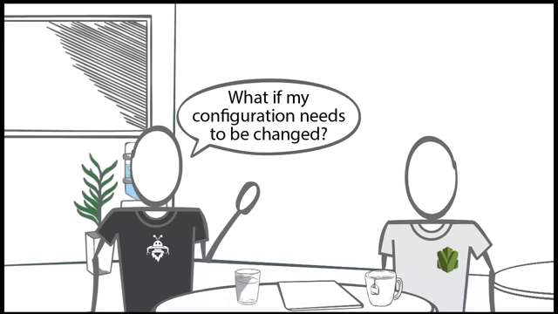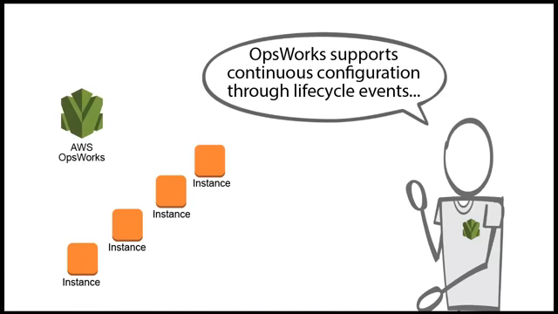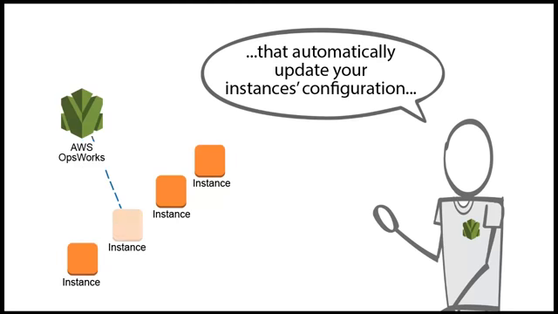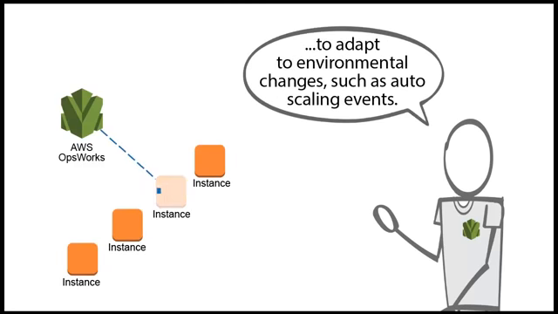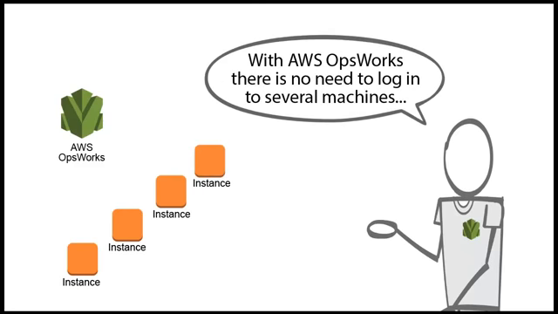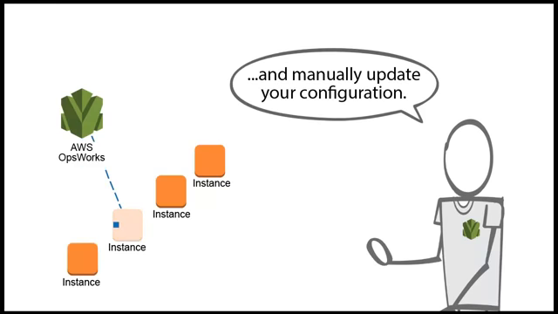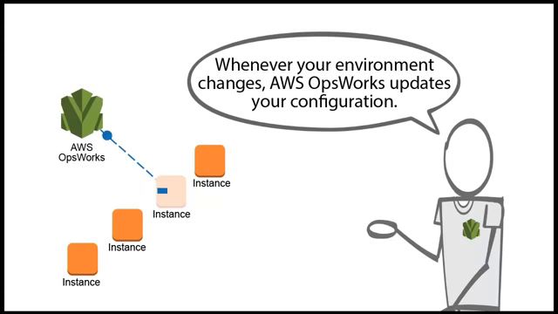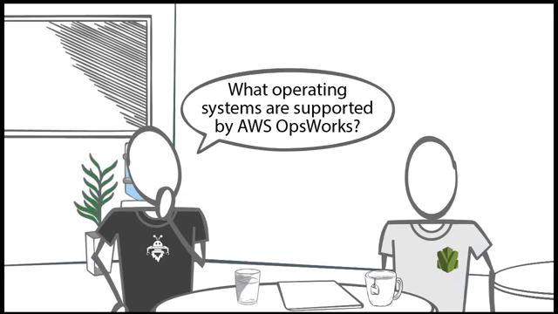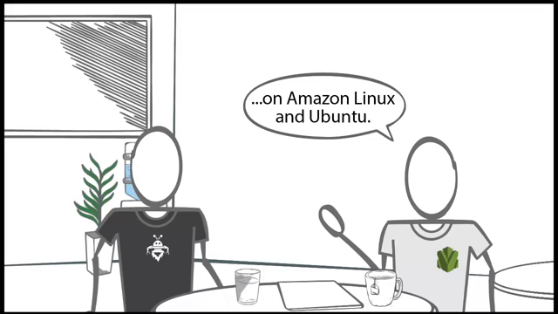What if my configuration needs to be changed? OpsWorks supports continuous configuration through lifecycle events that automatically update your instance's configuration to adapt to environmental changes, such as auto-scaling events. With AWS OpsWorks, there is no need to log into several machines and manually update your configuration. Whenever your environment changes, AWS OpsWorks updates your configuration. What operating systems are supported by AWS OpsWorks? You can deploy your application in the configuration you choose on Amazon Linux and Ubuntu.